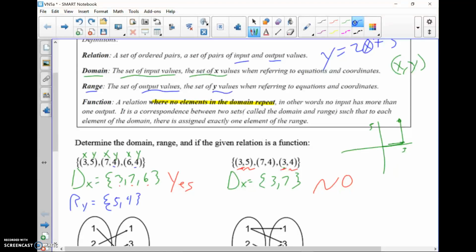Just to finish up this set here, the range here is 5, 4, and then 4 is repeated again. Now notice that there was no problem with 4 repeating in the range. Repeating in the range is okay, but repeating in the domain is not. So anything repeating in the range doesn't really mean much. You can plug in different things that become the same thing, but you do not want to plug in something to get two different things. So it's all about repeating x values: no element in the domain, no x values, are repeated. That's how we determine if something's a function.